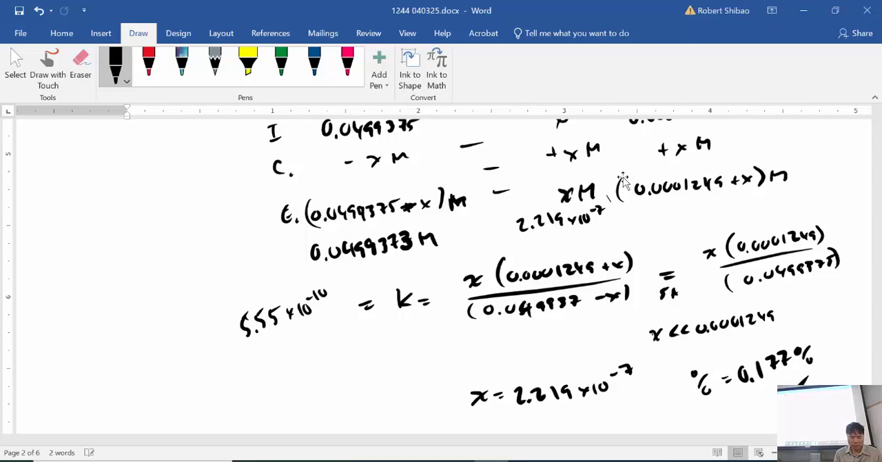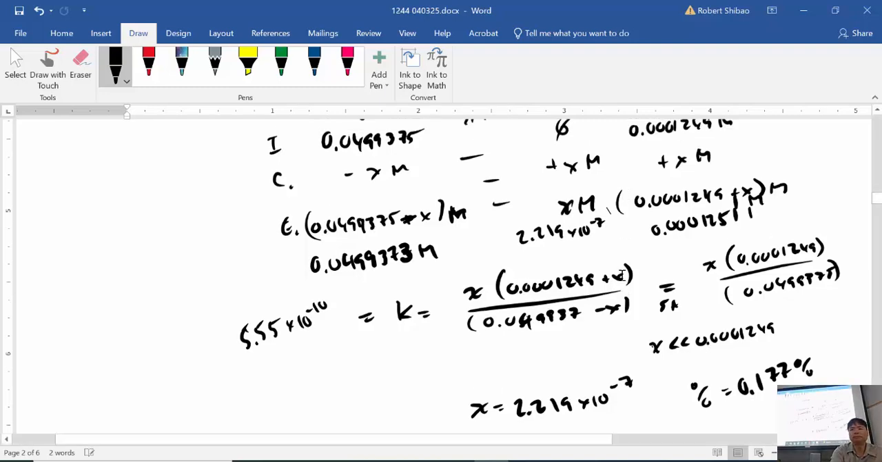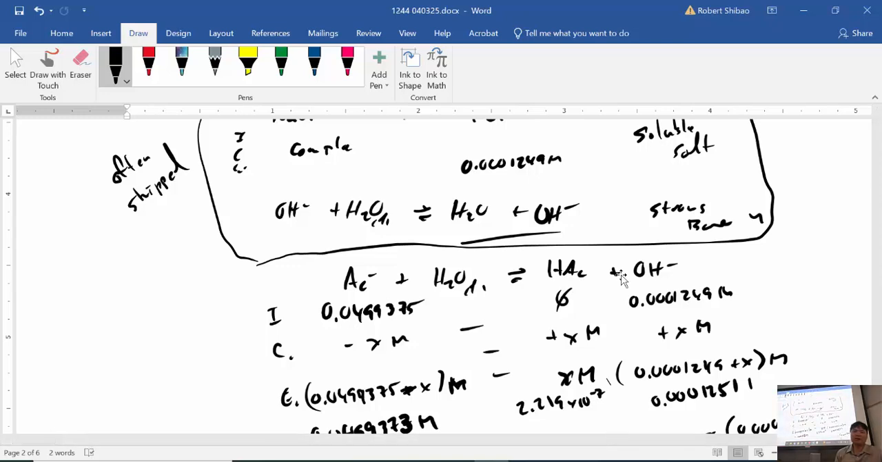And this is going to be 0.0001249 plus 2.219 times 10 to the minus 7. And this gives me 0.0001251. So it went up a little bit. Hydroxide. Will this perturb the previous step? No, this is not going to perturb the previous step. Adding a little bit of hydroxide here when we have a strong base in the prior step is not going to screw up this equilibrium. In fact, this equilibrium is nothing.